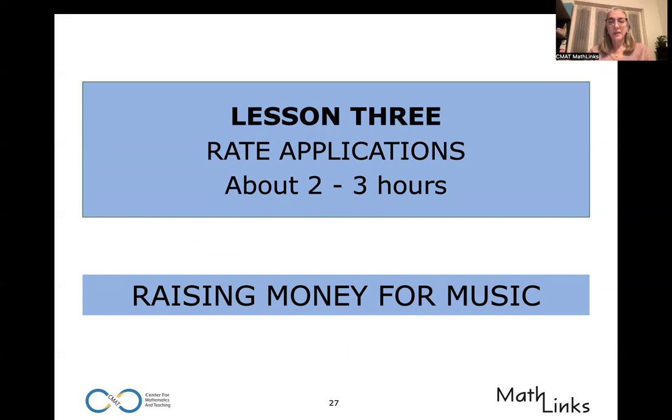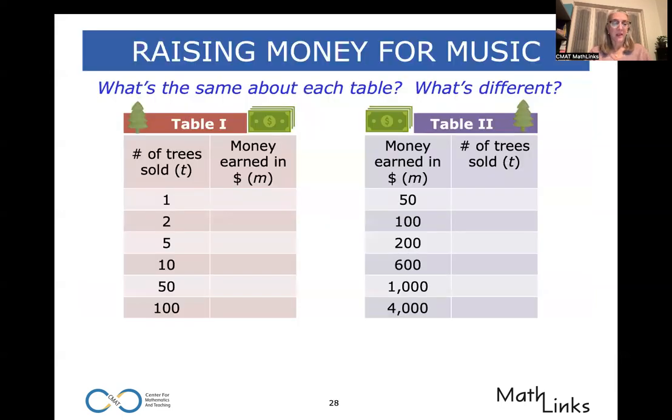Finally, lesson 3 is on rate applications and takes about 2 to 3 class hours. It starts with raising money for music. Here we analyze a fundraising effort using tables and equations, but we also consider that the independent and dependent variables might change based upon our focus. Attention should be focused on the problem context and the problem stated on the slide.